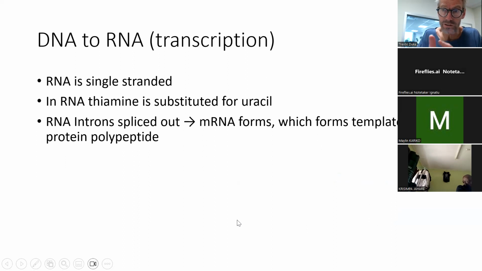RNA is single-stranded. It's not a double helix like DNA. And in RNA, instead of adenine, thymine, guanine, cytosine as in DNA, the thymine is substituted for uracil. So it's adenine, uracil, guanine, cytosine in RNA. The main thing to know is that when RNA is spliced, the introns are spliced out, that becomes messenger RNA, which then forms the template for the protein polypeptide within the cell.